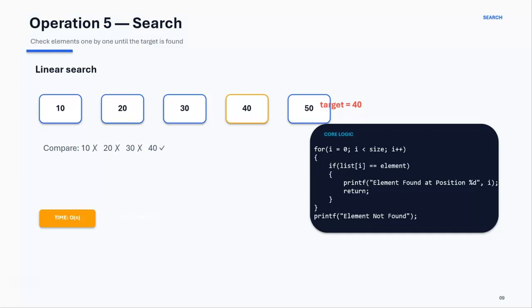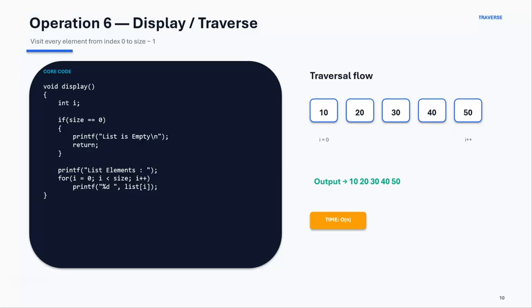The important point is that search may have to examine the entire list, therefore the time complexity becomes order of n. In the best case, if the element happens to be the first element, it can finish immediately. But in the worst case, we may need to check every element. So it is definitely order of n. If the list contains 100 elements and the element we are searching for is at the last position, how many comparisons might we need to do? Of course, 100 comparisons.